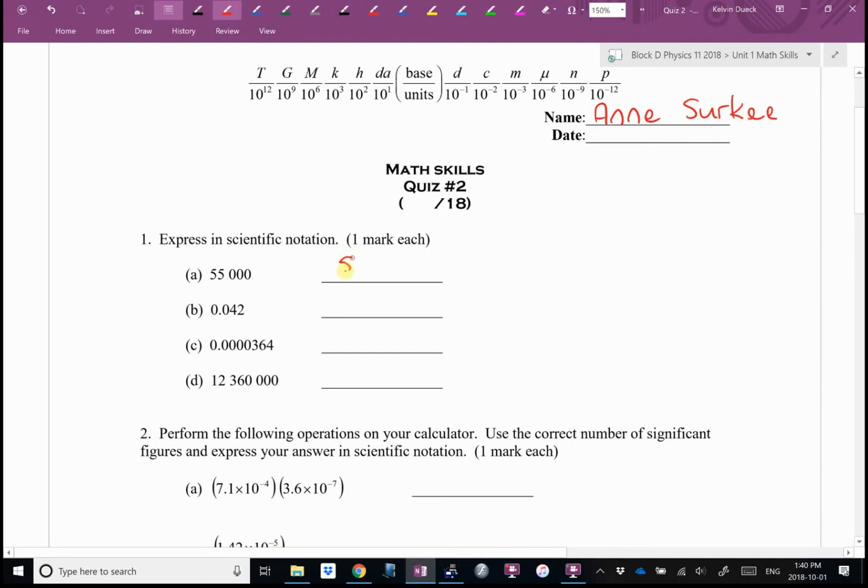Scientific notation, 5.5 times 10 to the 4. So the rule for scientific notation, do you just count zeros? No. You count how many spots the decimal point is over. I hope you can do a smaller number like that almost in your head even without counting. I don't know if I would do that one in my head; I'd have to physically count. But I can do this next one in my head as well. It's going to be 4.2 times 10 to the negative 2.